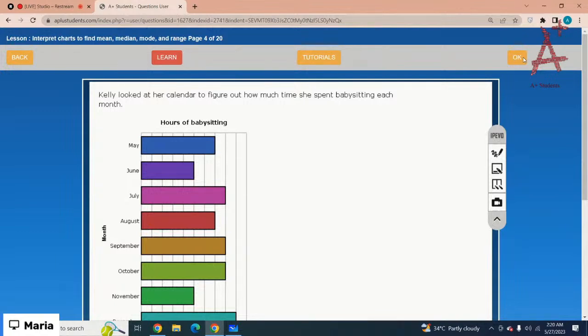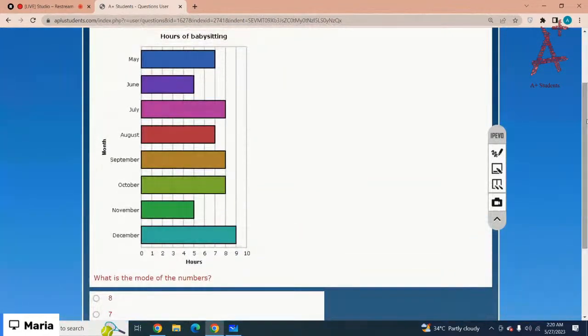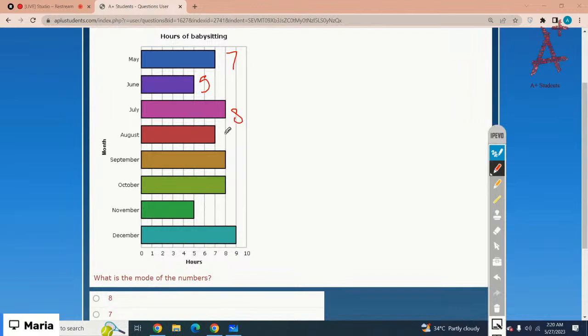Okay, the next one is, Kelly looked at her calendar to figure out how much time she spent babysitting each month. So here is the table for hours of babysitting. What is the mode of the numbers? You have to calculate the mode. So how do you calculate the mode? Mode is the number that appears the most of the time in the given data. So it would be 7, 5, 8, 7, 8, 8, 5, and 9. So which number appears most of the time in the given data?